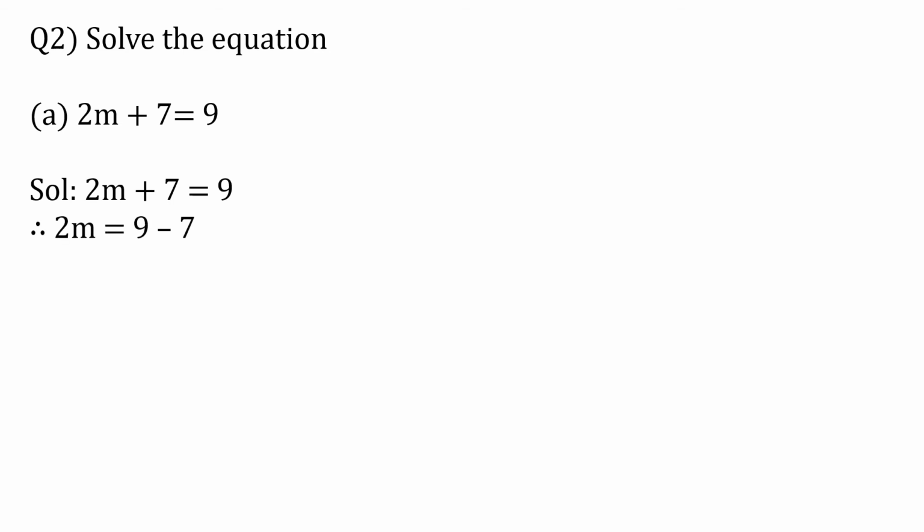What is given? Solve the equation. So the first equation given is 2m plus 7 equal to 9. So we'll bring the number to the right hand side. So solution, 2m plus 7 equal to 9. First write down the equation. So I brought my number which is there, plus 7 in the left hand side, to the right hand side, it will become -7. So we get therefore 2m equal to 9 minus 7.